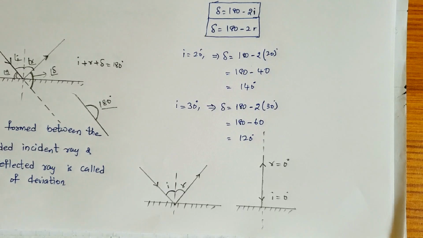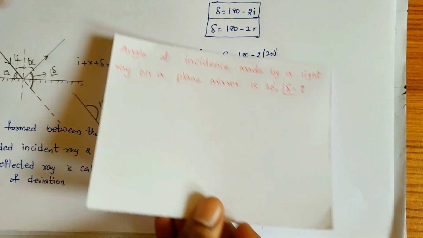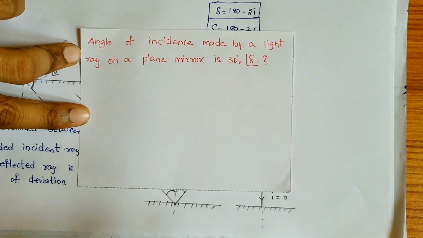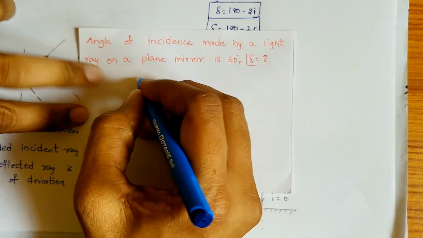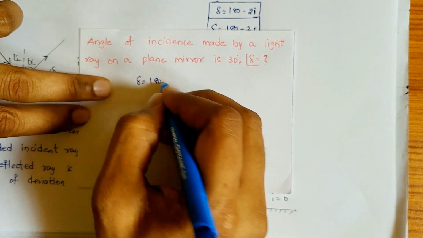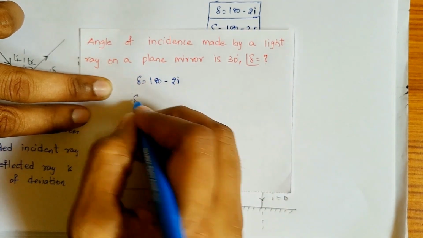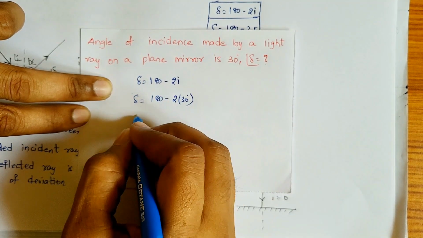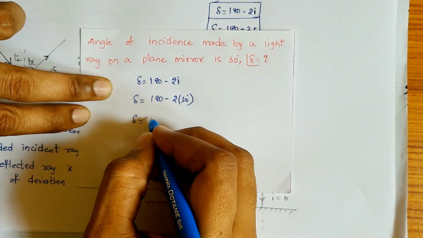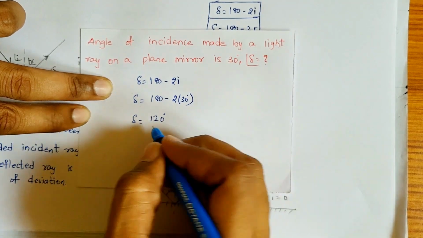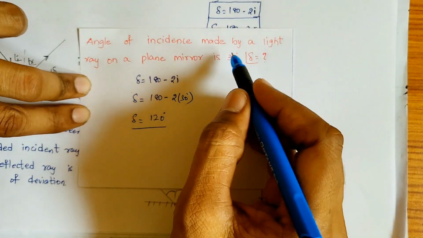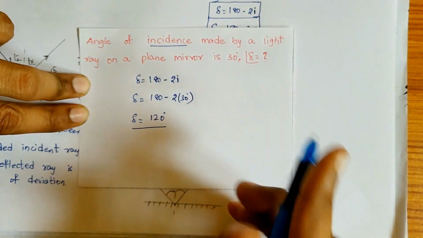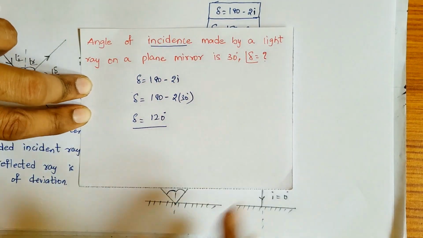First problem. The angle of incidence made by a light ray on a plane mirror is 30 degrees. What is the angle of deviation? The angle of deviation formula is 180 minus 2i. So lambda is equal to 180 minus 2 into 30 degrees. 2 into 30 is 60, 180 minus 60 is 120 degrees. So here they gave the angle of incidence, and they asked us to find the angle of deviation.